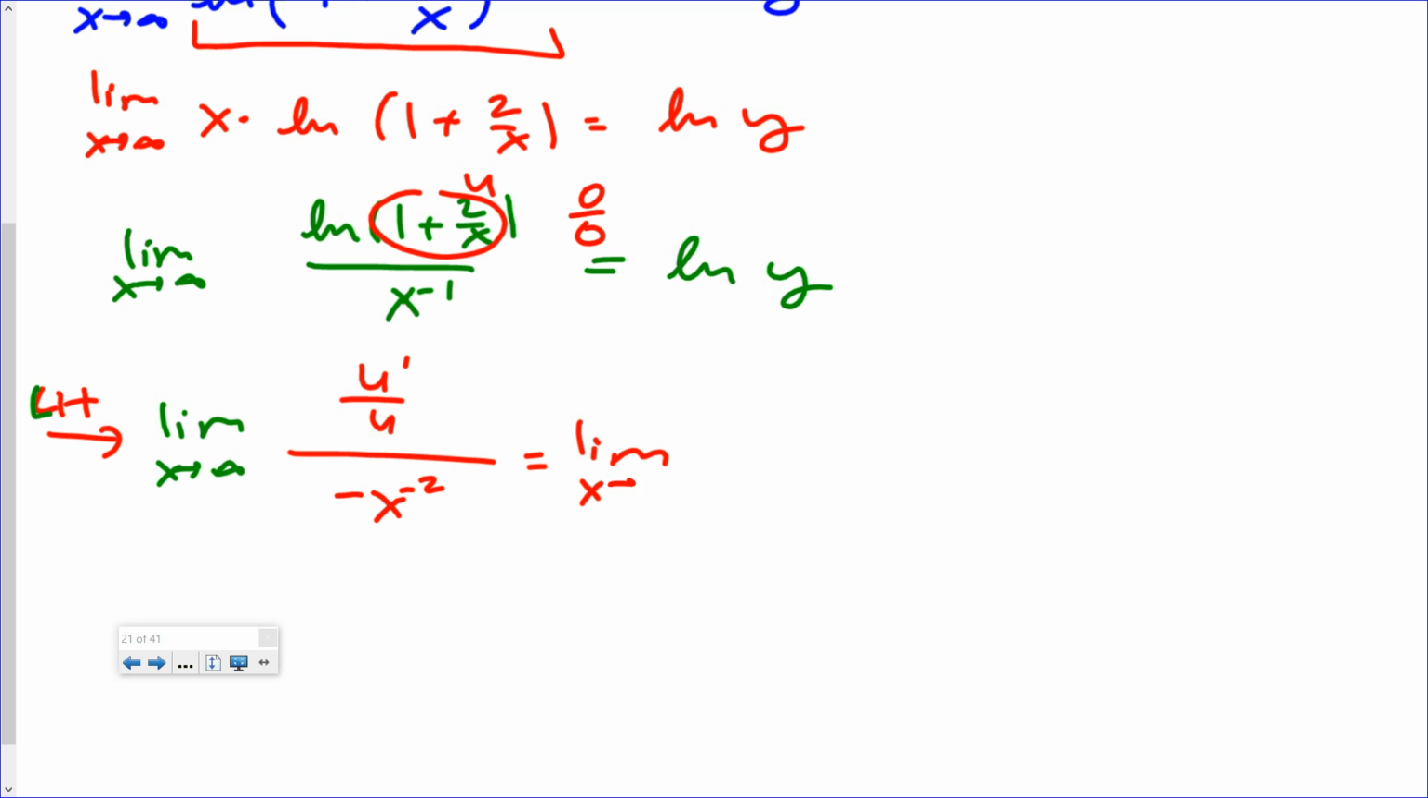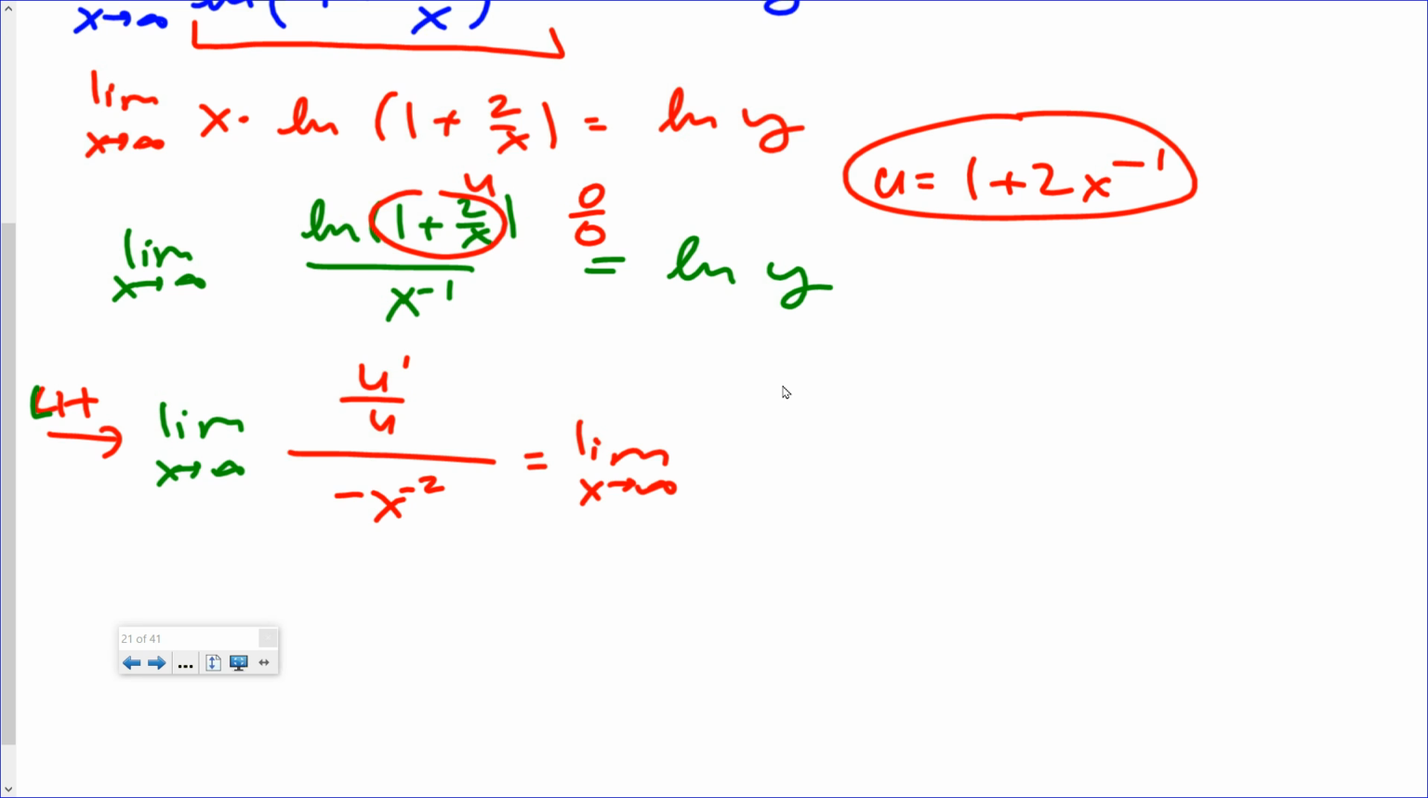All right, let me get this u prime over u. So this is the limit as x goes to infinity. Okay, this is really, the u is equal to 1 plus 2 times x to negative 1. I'm rewriting it, right? So if this is u, what's u prime? Negative 2x to the minus 2, right, over u. Okay, guys, make sure we keep this consistent. My u is 1 plus 2x to the negative 1, all over negative x minus 2. That's good so far.